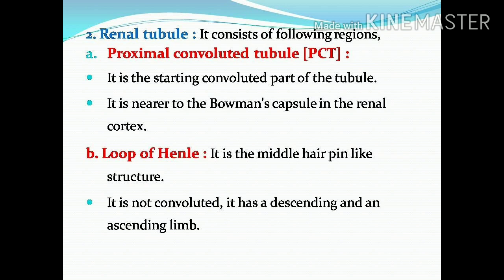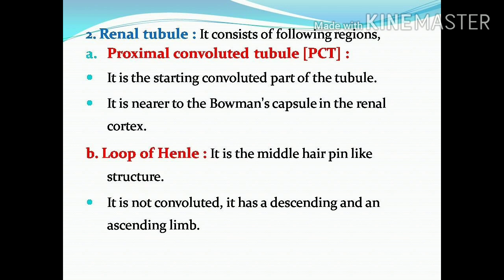Next part, renal tubule. The renal tubule consists of the following regions. First one, proximal convoluted tubule. It is called PCT, or the first convoluted tubule. It is the starting convoluted region of the tubule. It is the first convoluted region we can see in the tubule. That's why it is called proximal or first convoluted tubule.